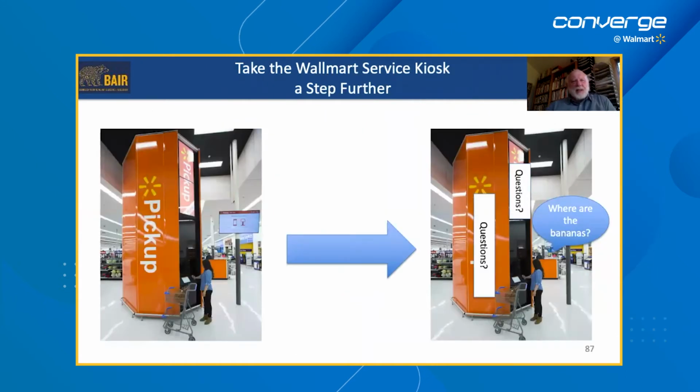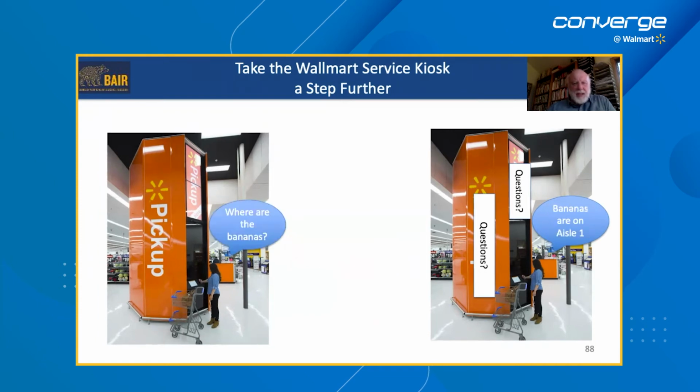So with that, I think we can imagine taking the Walmart service kiosk a step further. So rather than just having a touch or text interface to pick something up, one can imagine a kiosk in which one is able to just stroll up and ask questions like, "Where are the bananas?" And then, given the question, this little kiosk, using entirely local processing without accessing the cloud, is able to respond, "Bananas are on aisle 1."